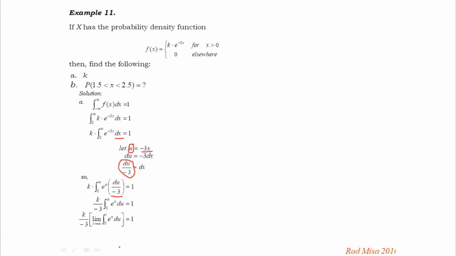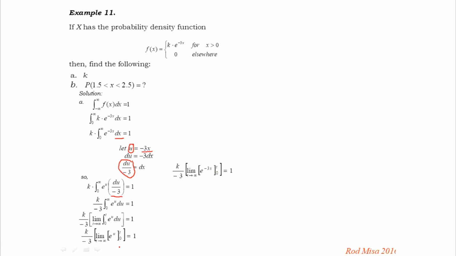And the whole thing is equal to 1. So, integrating e^u du, we have e^u evaluated from 0 to t. So going back to the representation of u, which is negative 3x, we have k over the negative 3 times the limit of e to the power negative 3x from 0 to t. And the whole thing is equal to 1.